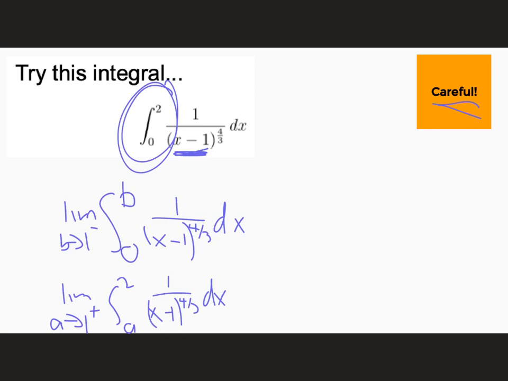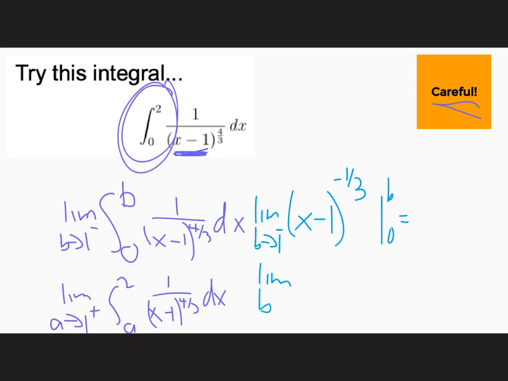So let me see if I can do that. So that's going to be x minus 1 to the negative 1/3, from the negative 4/3. We're going to have a limit as b goes to 1 from the left, from 0 to b. So that's going to be the limit as b goes to 1 from the left of b minus 1 to the negative 1/3, minus negative 1 to the negative 1/3, so minus negative 1. And we have that problem.